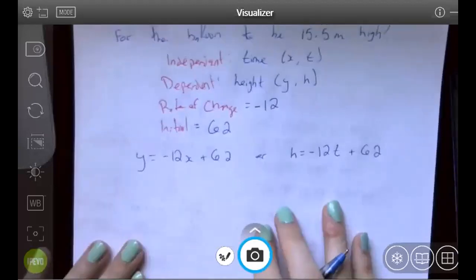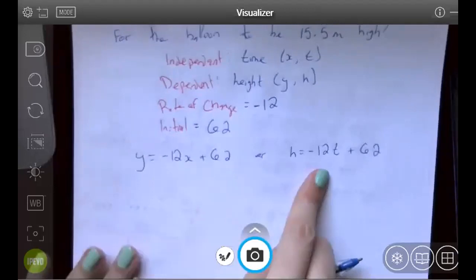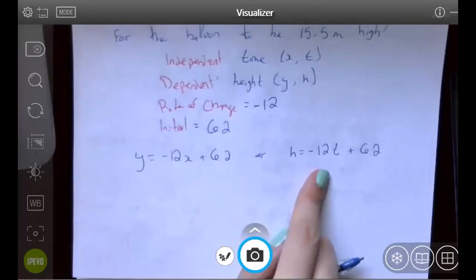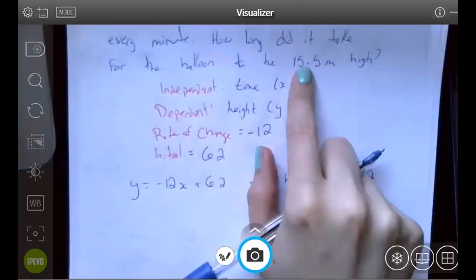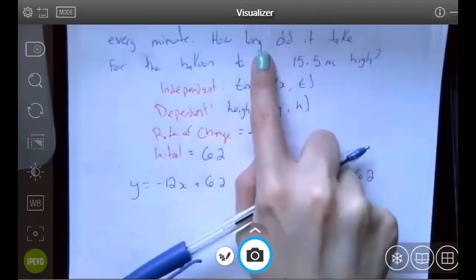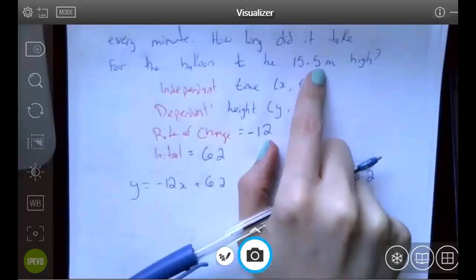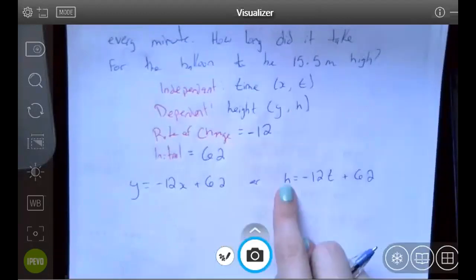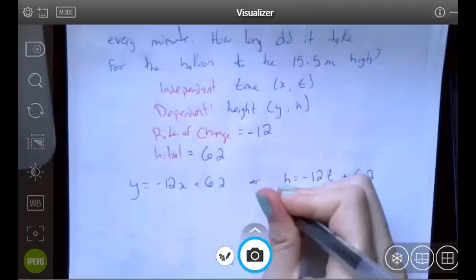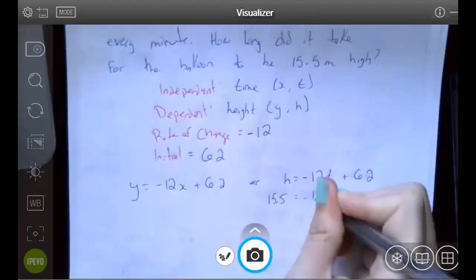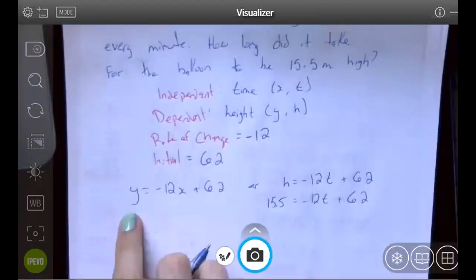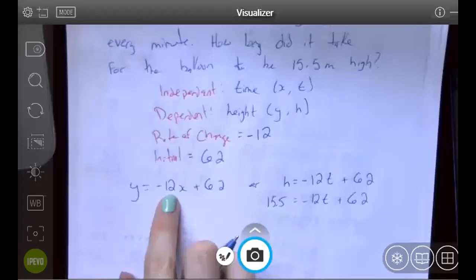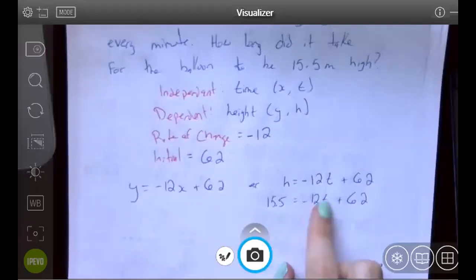Now that we have our equation, our second step is to plug in the value that we were given, that is either x or y. So we were given 15.5 meters and asked for the time. So we've already said that this is our height, and height is dependent. So we can plug in our 15.5. And again, you could be plugging it in where the y is instead if you'd rather use this equation. And then we have to isolate for t, or our x.